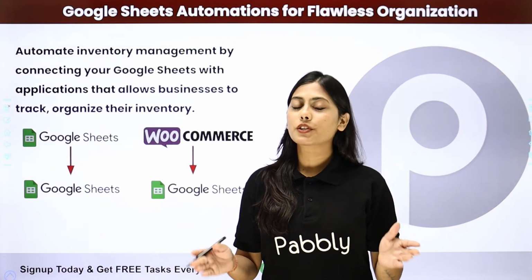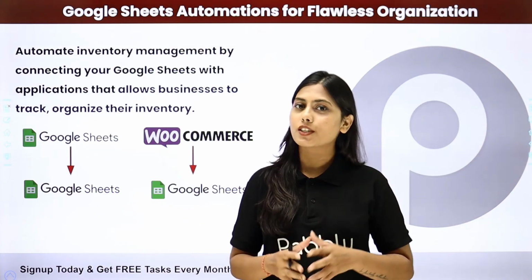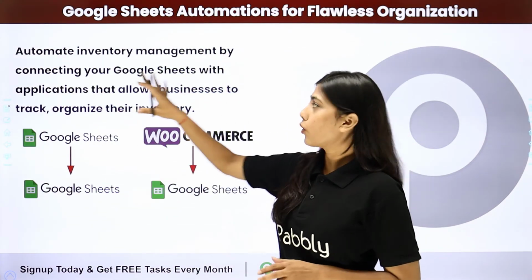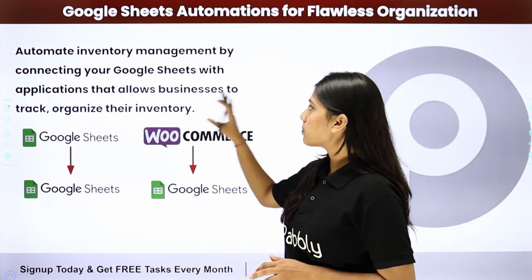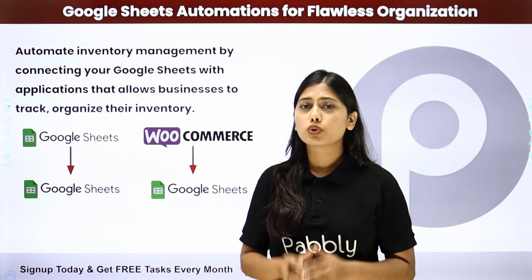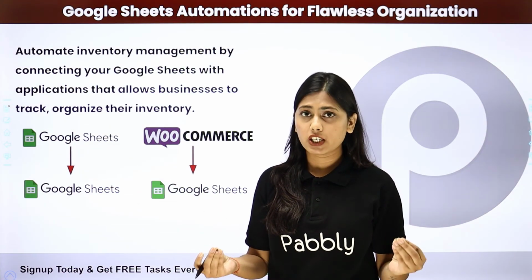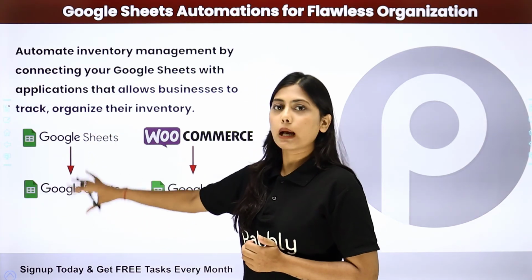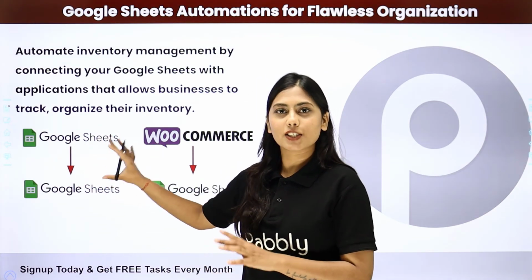All the e-commerce users, please pay attention because this one is for you all. You can automate inventory management by connecting your Google Sheet with applications that allow businesses to track and organize your inventory. First thing that you can do is to create your own sales and inventory sheet by integrating two Google Sheets of sales and inventory, and they will be updated simultaneously by creating this automation.